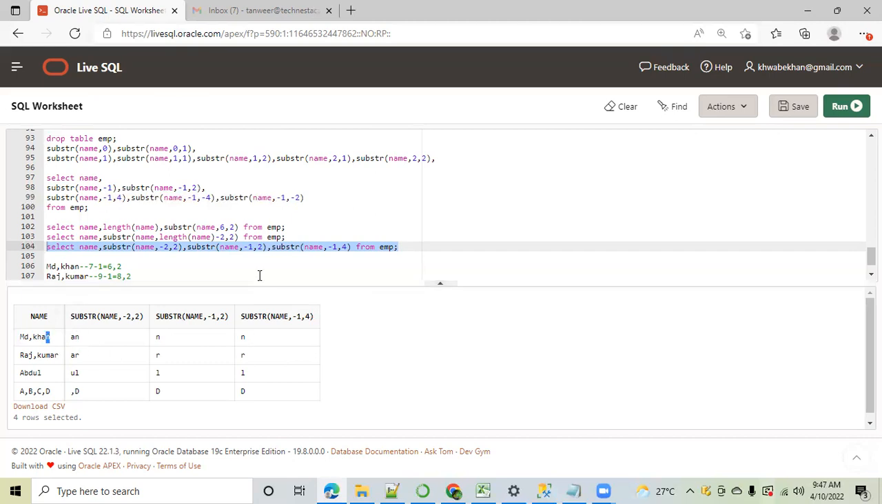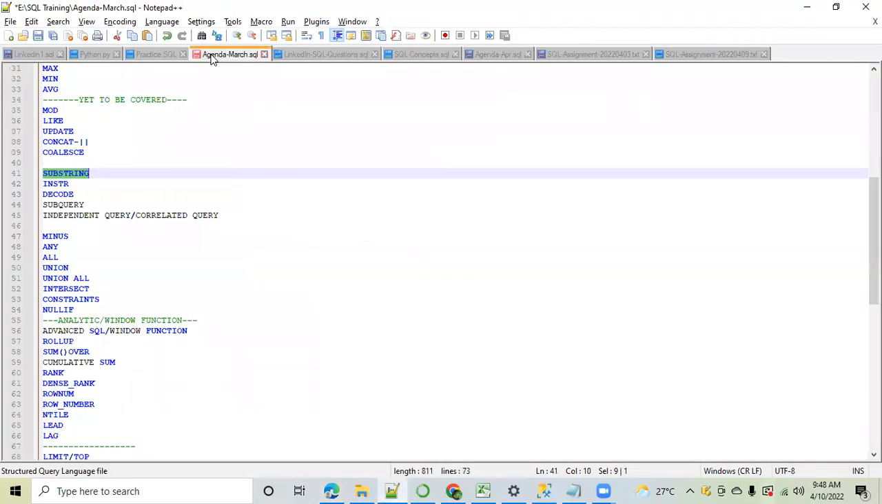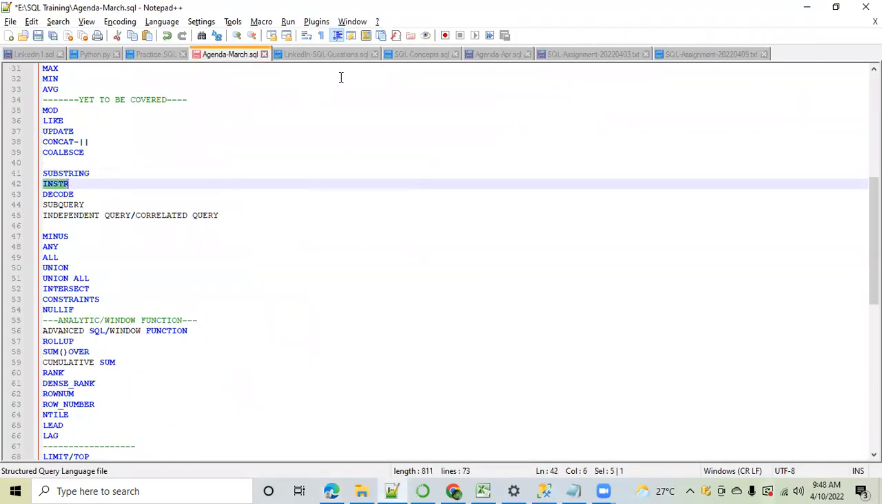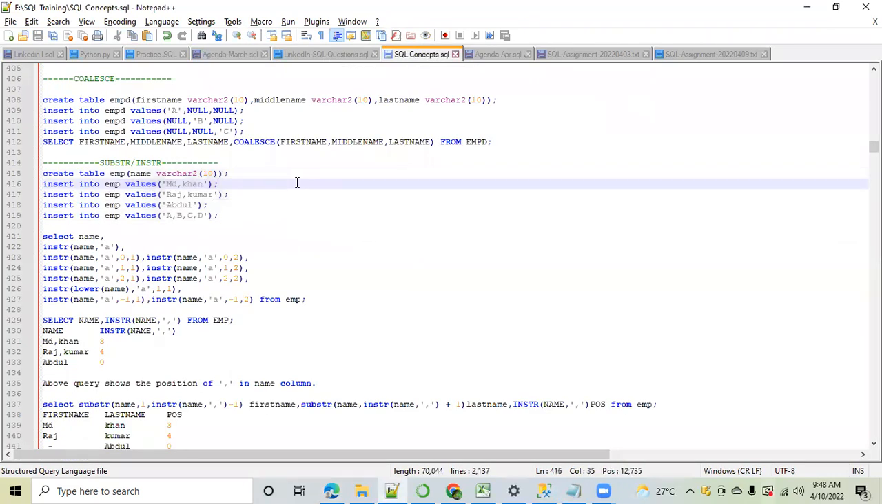Okay. Any question? No questions. Shall I proceed with the next topic? I think there's no question. INSTR function. INSTR, this one.